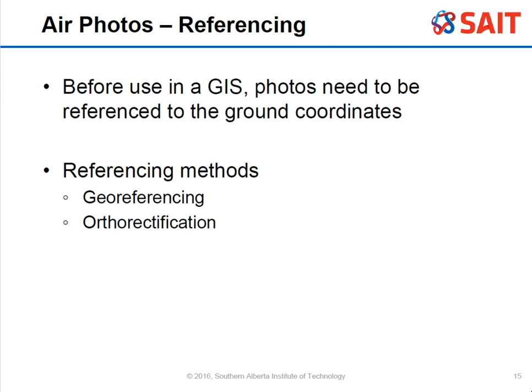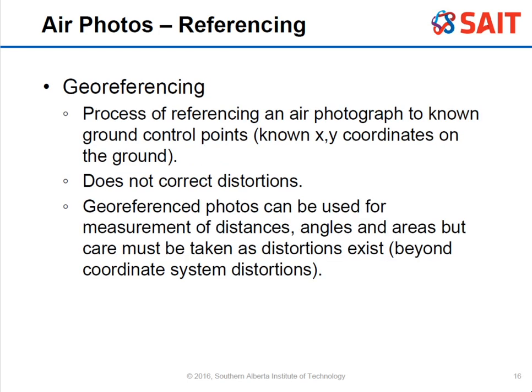So the referencing methods are georeferencing and orthorectification. Georeferencing means referencing the aerial photo to known ground control points. It's relatively straightforward, but the problem is that it doesn't correct for any distortions, such as scale distortions.